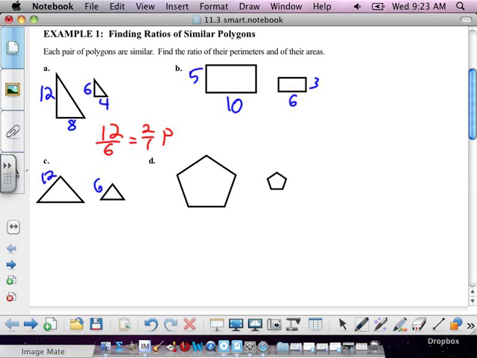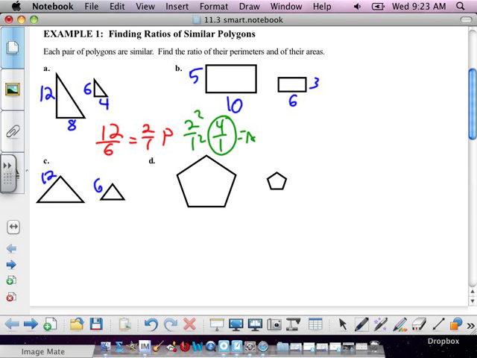Now for the area, we take our side lengths and we square them. So we don't actually have to find the area of these triangles. We're going to do it for this first one so I can prove to you that it works. But what you would do for the area is you'd take 2 over 1 and you'd square the top and the bottom, and you'd get 4 over 1 as the ratio for the area. But we're going to actually find the areas of both of these so I can prove to you that it works.